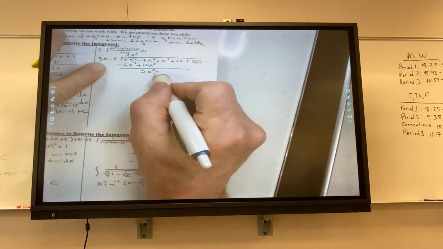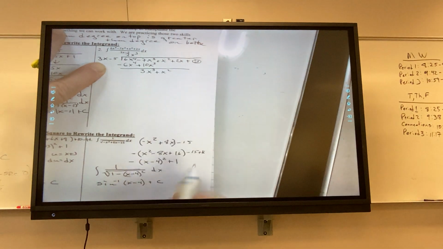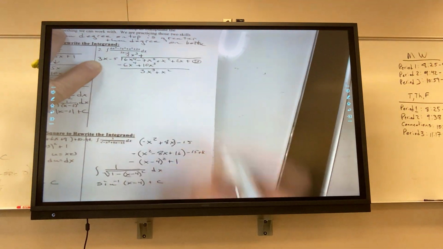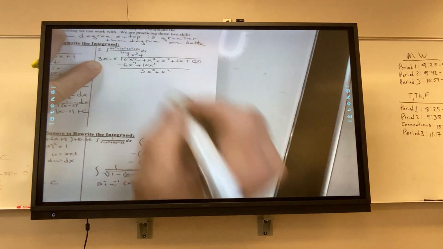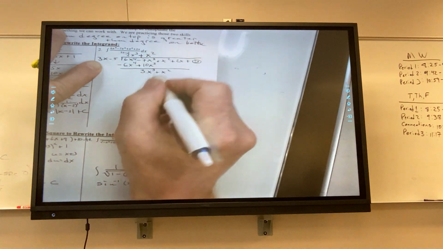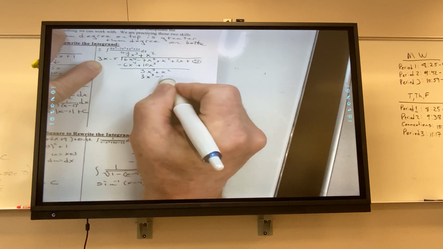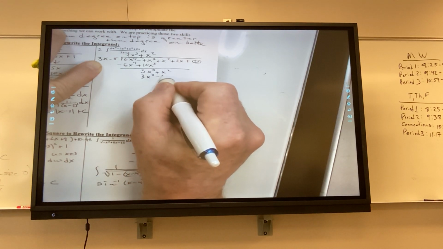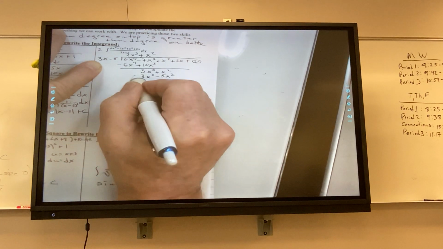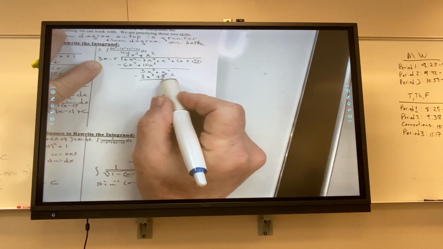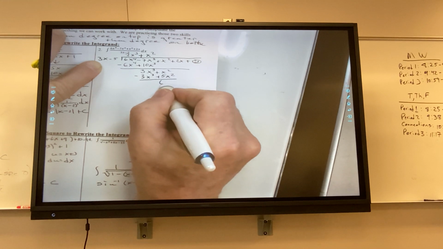Okay, Audrey, am I going too fast? No. So I'm going to write a plus sign. What am I going to multiply 3x by to make it 3x cubed? X squared. I get 3x cubed minus what? 5x squared. What do you get here? Do I get 6x squared? Yes. Plus 2x? Yep.